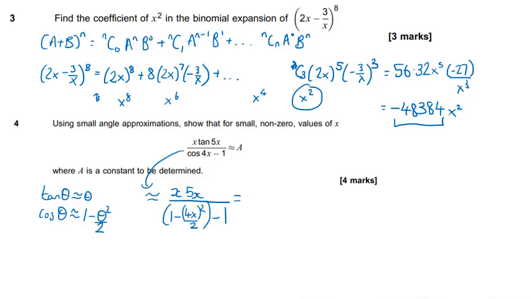So we need to just tidy that up. On the top I've got 5x squared. On the bottom you can see that the 1's cancel, and I'm going to have 4x all squared, so that's 16x squared over 2. So that's 8x squared, and it's minus as well. So minus 8x squared. And the x squareds cancel, so we're just left with minus 5 over 8.